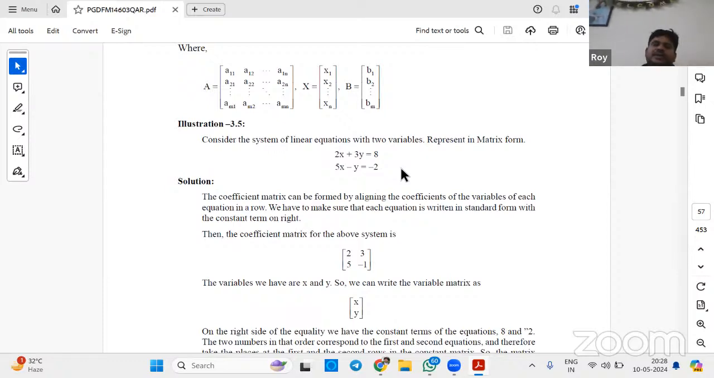Why do we call it a variable? We already saw this in the first unit, so I don't want to repeat. Okay, very simple. Variable means which can vary. X value can be anything, y value can be anything, right? That is why, when it varies, we call it a variable. 8 is a constant.